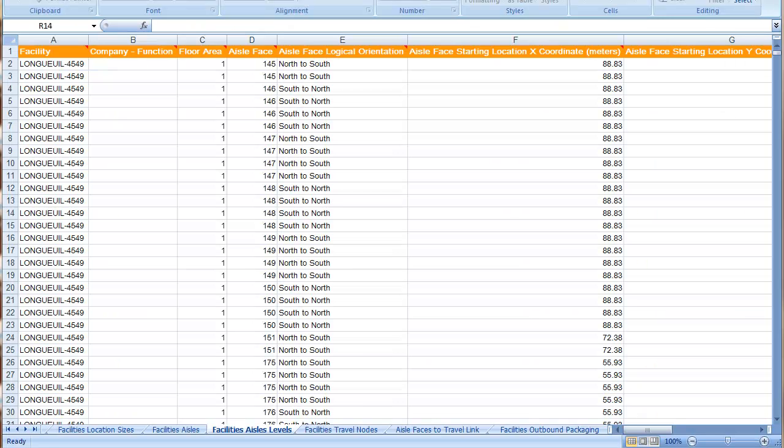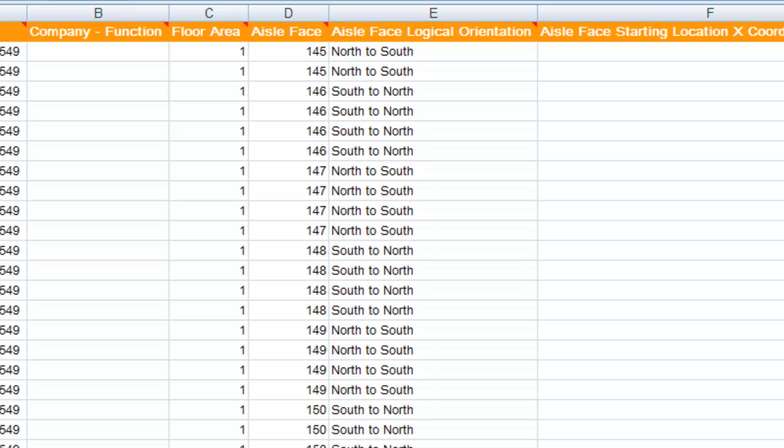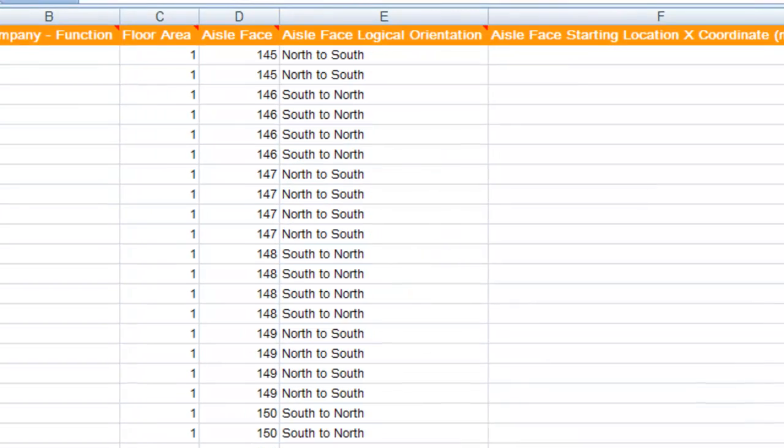Aisle face logical orientation tells OC how an aisle face is oriented on the facility floor plan. This is a logical orientation, which means that you decide what is north. The direction points into the entry point of the location in the aisle face. The aisle face logical orientation also controls the slot pattern which is constructed for a bay.